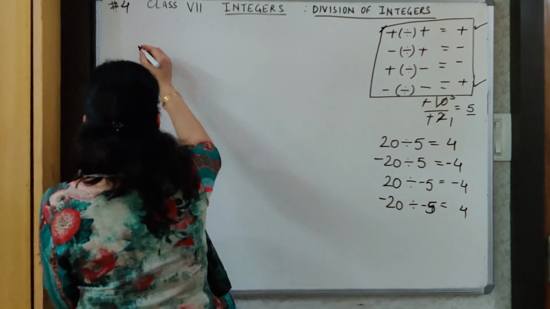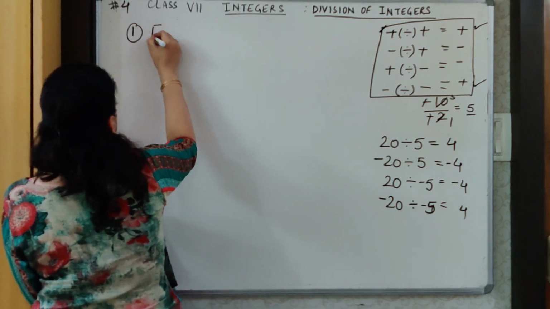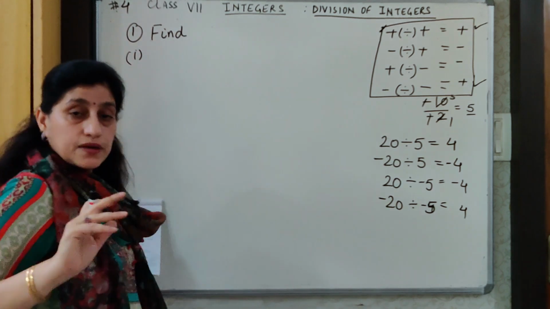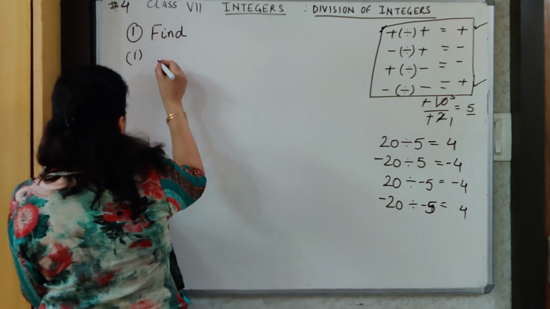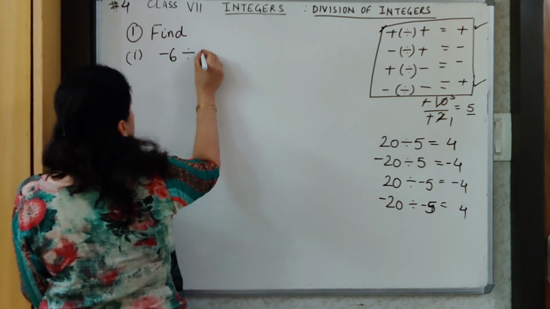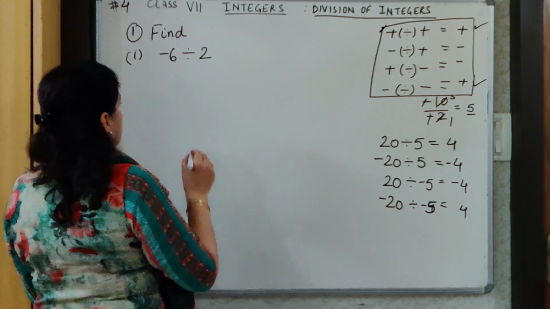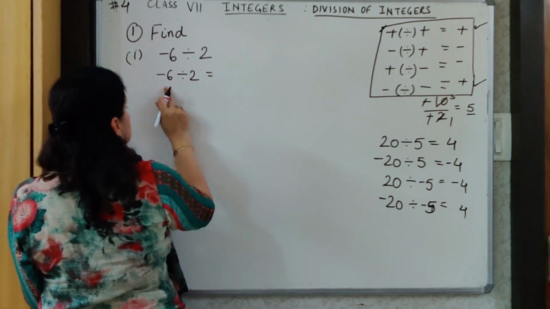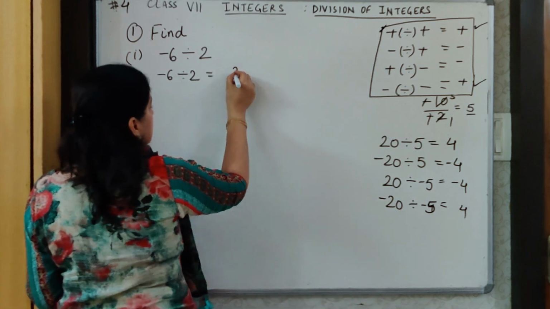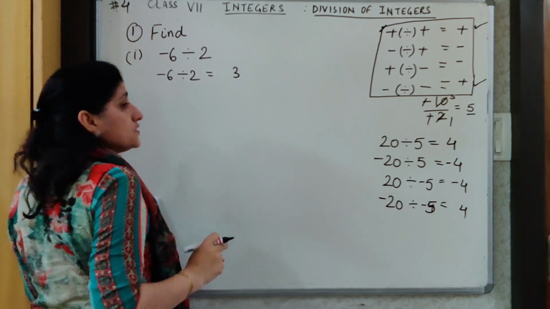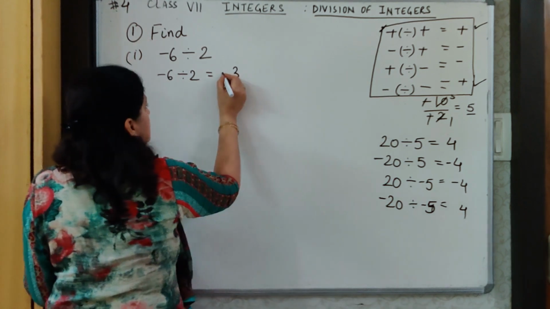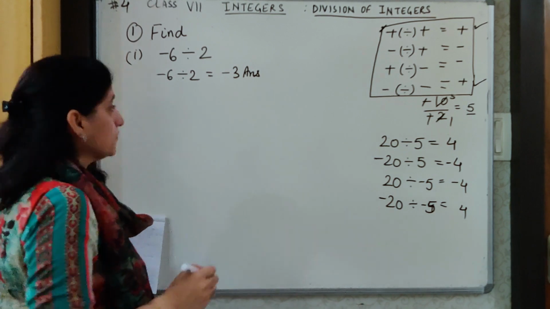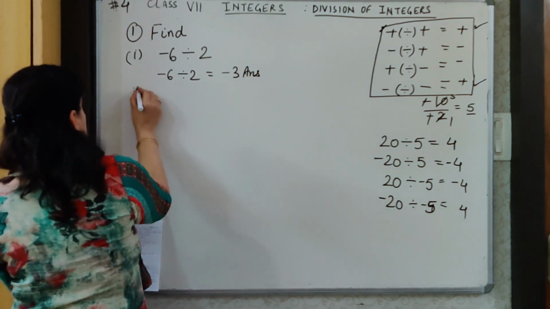Now I will take up a question, find. We'll take up quite a few examples so that it becomes easy for you. The first one is minus 6 divided by 2. When I divide minus 6 by 2, I know 6 divided by 2 is 3. One integer is minus and one is plus. So my answer will be minus 3. Is it clear? Let's take one more.